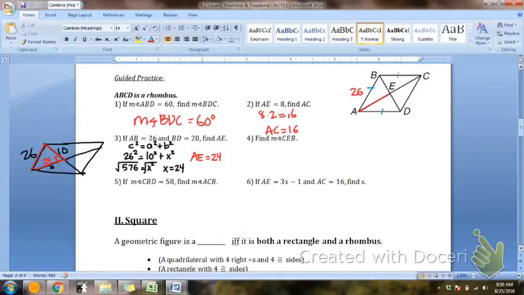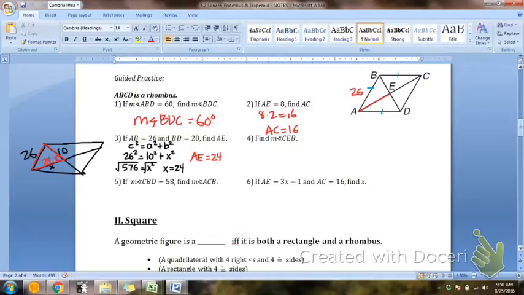On your test, if you do not use the Pythagorean theorem in a question where it has a diagram like this and multiple questions about it, you've done something wrong. You need to use the Pythagorean theorem to help you find these measurements, okay? So, any questions on number 3?